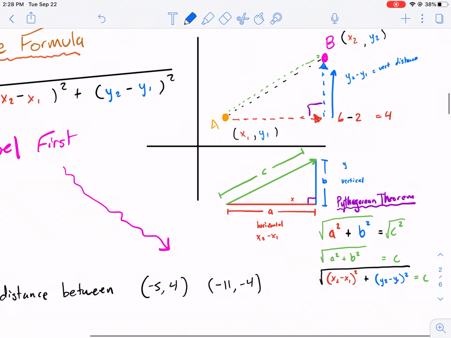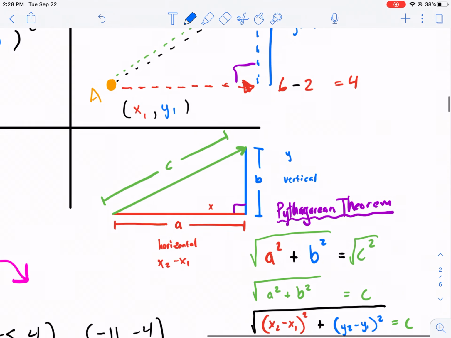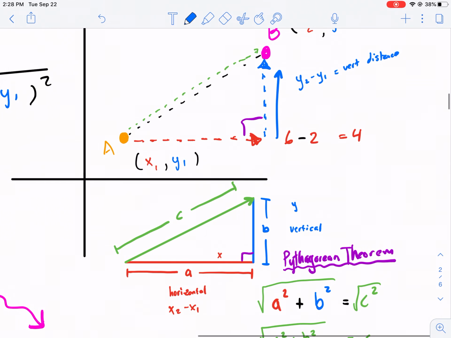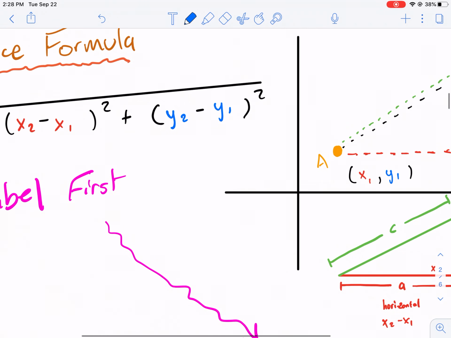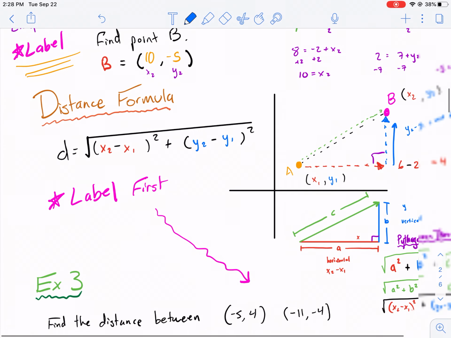So if you just want to use the Pythagorean Theorem, you know those distances really quickly. You can count over on your little coordinate plane, 1, 2, 3, 4, 5, and then 1, 2, 3, 4, 5, 6, and count up. Honestly, that way might be quicker. If you don't have a coordinate plane drawn, then this distance formula might be better.